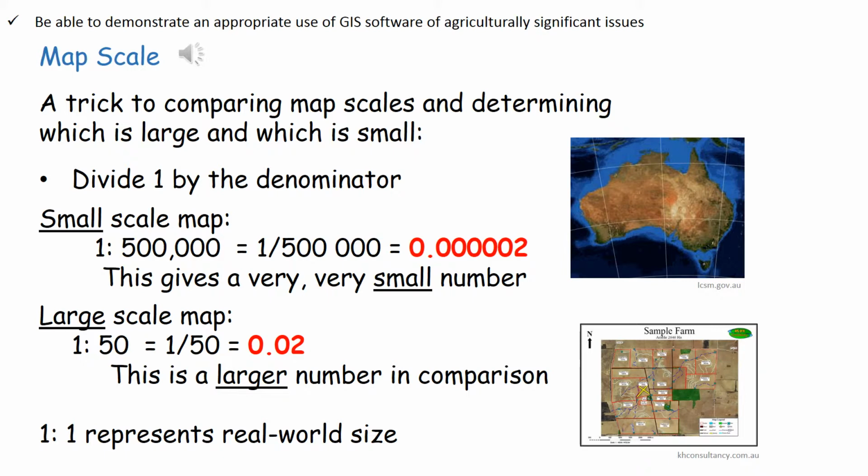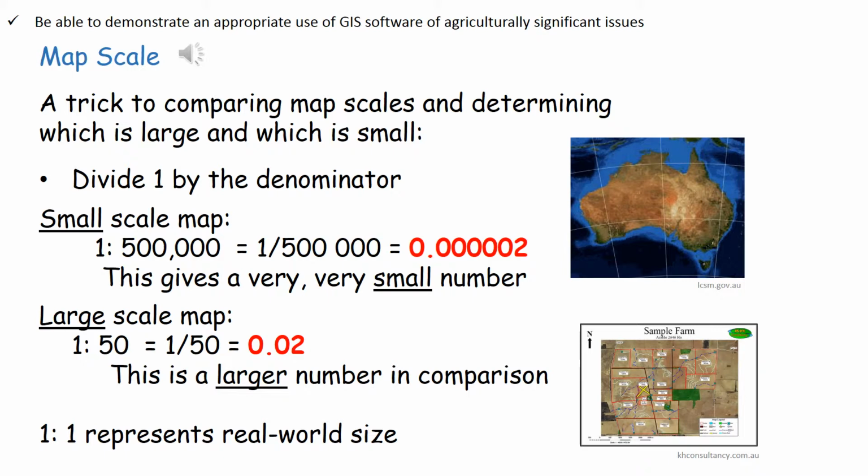Typically, the issue is confused: a map of Australia should be a large scale map because it's showing a large geographical area, and a farm map should be a small scale map because it's showing a small geographical area, when in fact the description is actually the other way around, as we discussed on the previous slide.